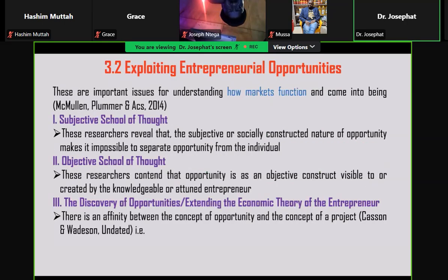Hiyo ni subjective school of thought ambao aliongelea kwamba hizo opportunity kwamba subjective or socially constructed nature of opportunity make it impossible to separate opportunity from individuals. Kwa mfano, unaishi katika mazingira ambayo yana society, na zile society tunasema kuna social constructed nature ambayo zinatokana na mazingira yetu. Sawa? Social constructed nature ni matatizo ambayo yanahusu jamii zinazotuzunguka. Kwa mfano, unaangalia kwenye jamii yako kuna changamoto ya maji. Hiyo ni social constructed nature. Kuna changamoto ya maji ni opportunity. Na hiyo opportunity huwezi kuiseparate from the individuals.